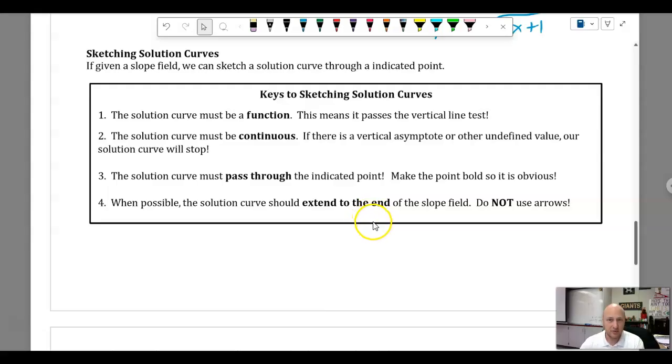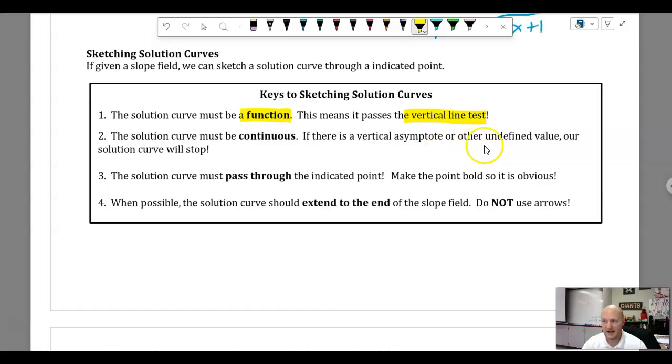So the other thing in AP Calculus is they'll give you a slope field, and you'll be asked to draw a solution through it. Couple of notes here. The solution curve must be a function, and this means that it has to pass the vertical line test. So don't draw any sideways parabolas, any circles, anything that would violate the vertical line test.